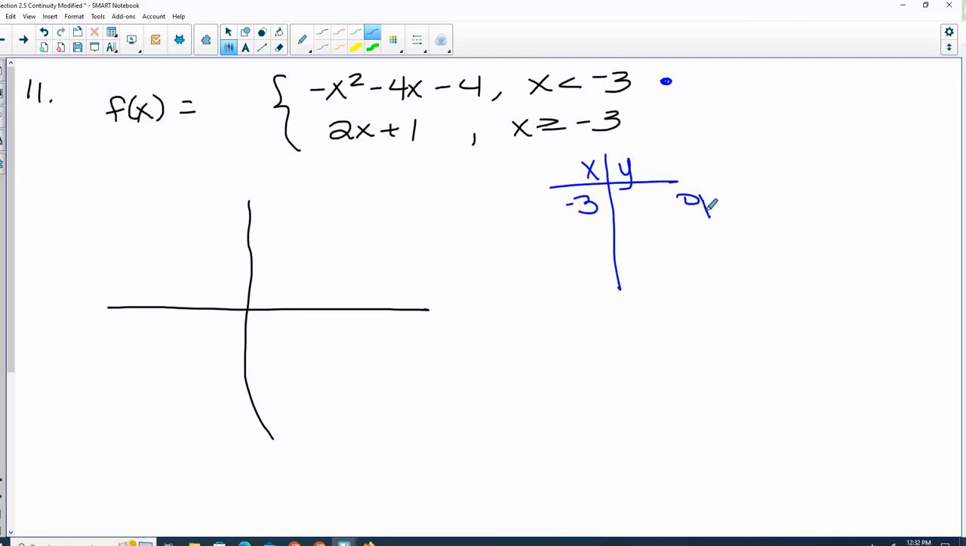An open circle. Okay, and then I need x's less than that. So maybe like -4, -5. And I am plugging them into my equation. If you put in a -3, we get -9 plus 12 minus 4, and we get -1. So -3, -1 is open. If we put in the -4, we get -16 plus 16 minus 4, which is -4.